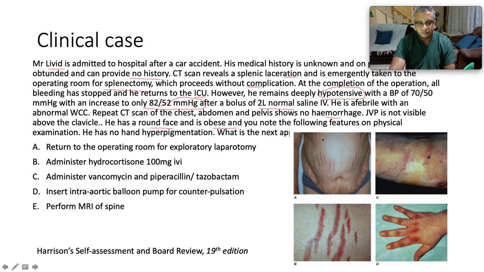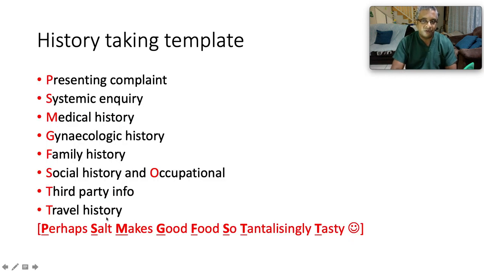So, what is the next step in his management? Is it A, return to the operating room for exploratory laparotomy? B, administer hydrocortisone 100 mg IV? C, administer vancomycin and then tazocin thereafter? D, insert an intra-aortic balloon pump for counterpulsation? Or is it E, perform MRI of the spine? I wonder. Let's get started, guys.